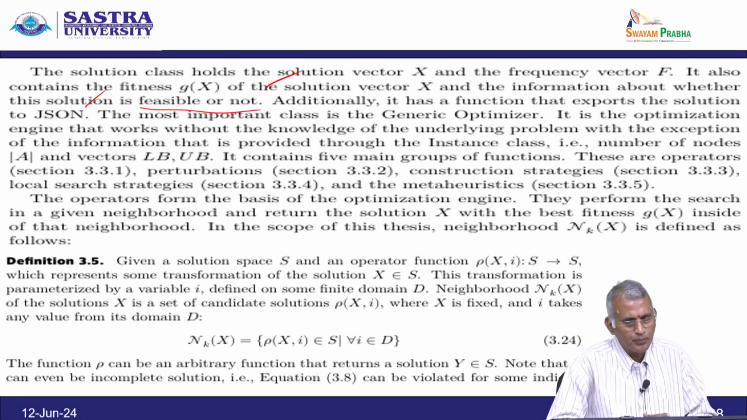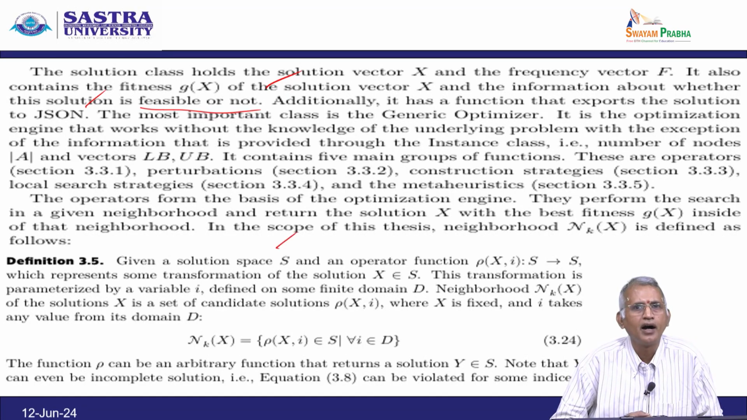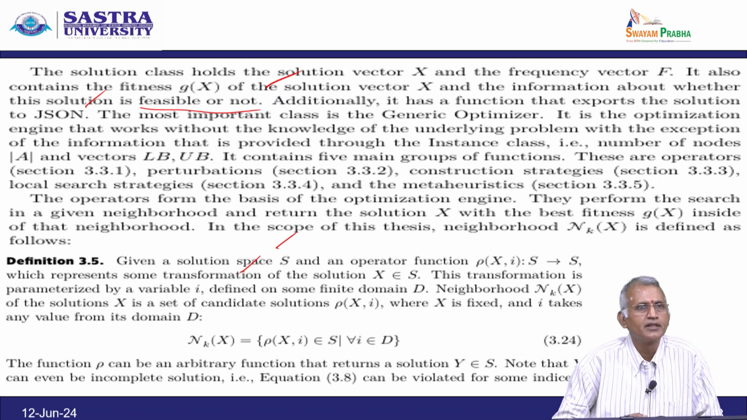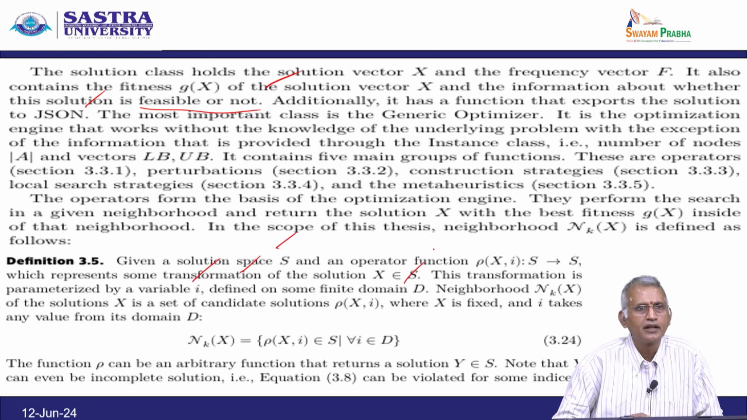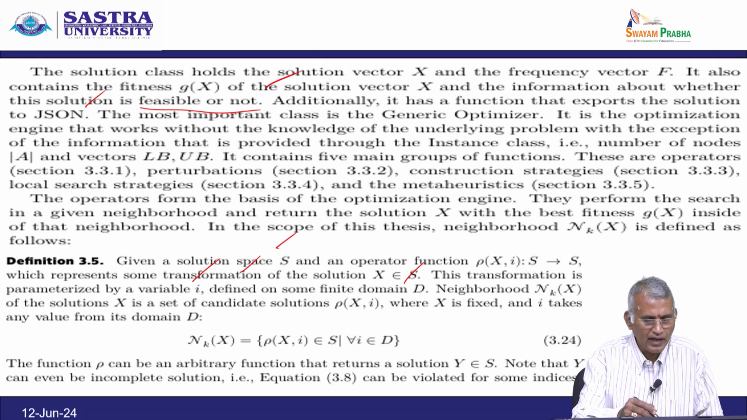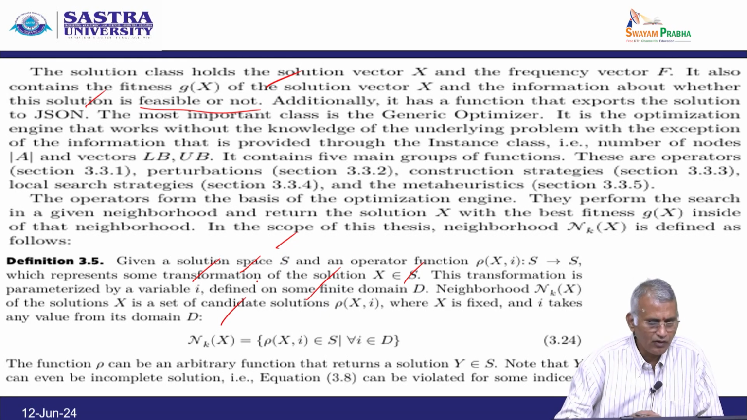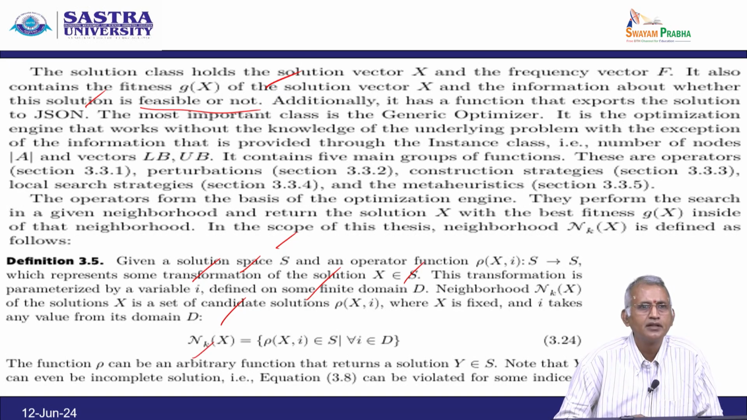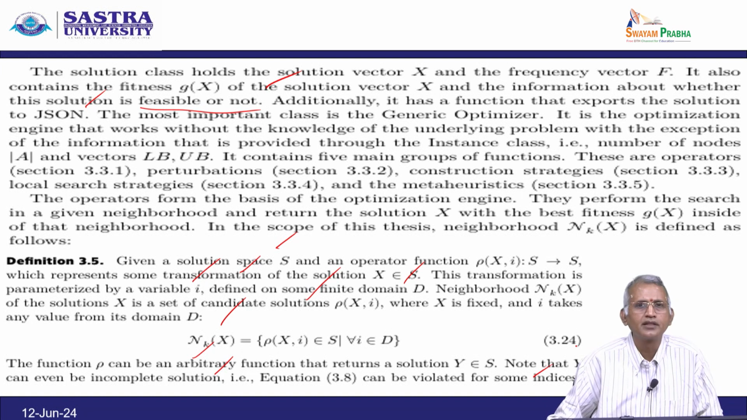Now, in continuation of the proposed technique, given a solution space S and the operator P of x comma I such that S to S, which represents the transformation of the solution x in S, the transformation is parameterized by a variable I defined in some finite domain D, and the neighborhood nk of x of the solution x is the set of candidate solutions P of x comma I, where x is fixed and I takes any value from the domain. nk of x equals rho of x comma I, which belongs to S for all I in D. So, the function rho can be an arbitrary function and return the solution y in S. Note that y can be an incomplete solution. So, equation 3.8 can be violated for some indices.